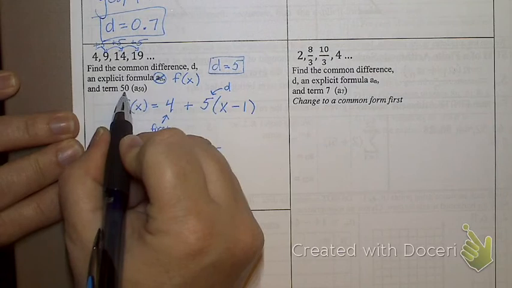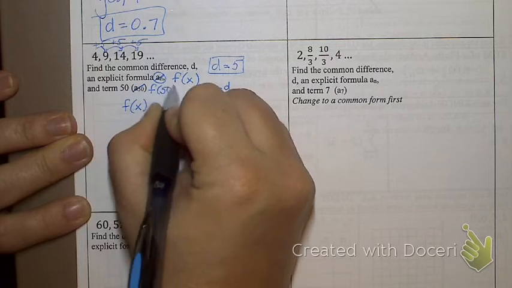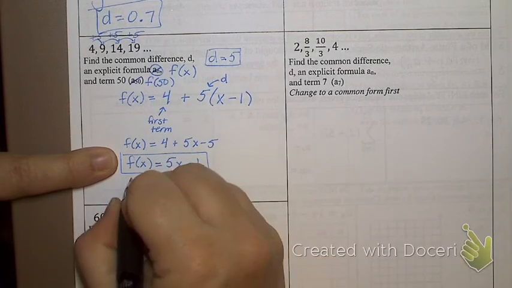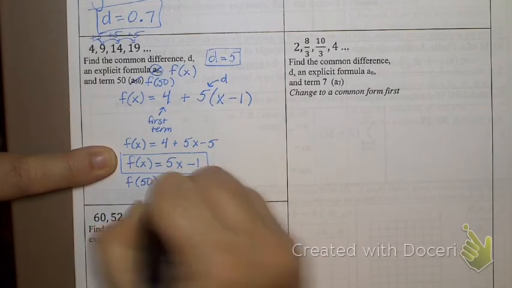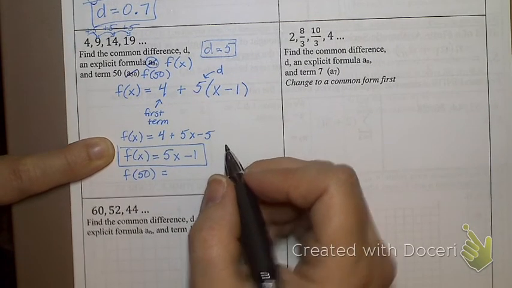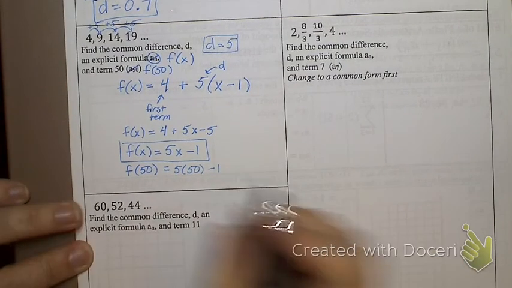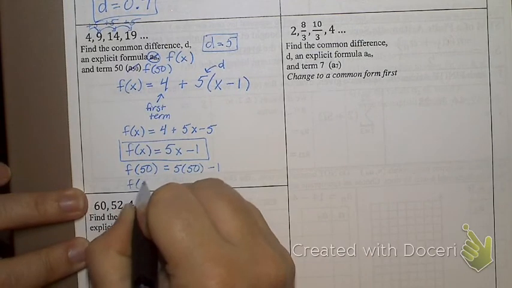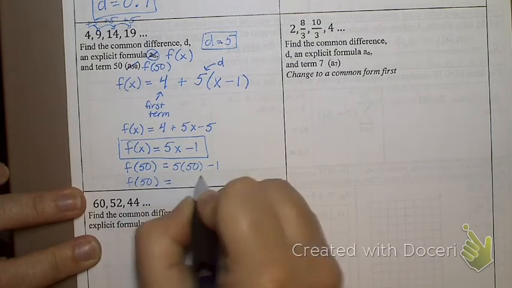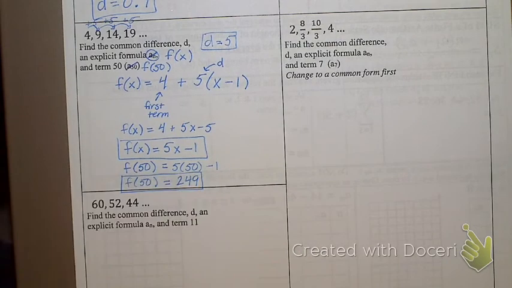Find term 50. Now again, they're using that a notation. What that means is I need to find f of 50. Well, if I have an equation, how do I find f of 50? What do I do? Plug in 50 for x. What is 5 times 50? 250 minus 1? 249. So the 50th term on that list is 249.